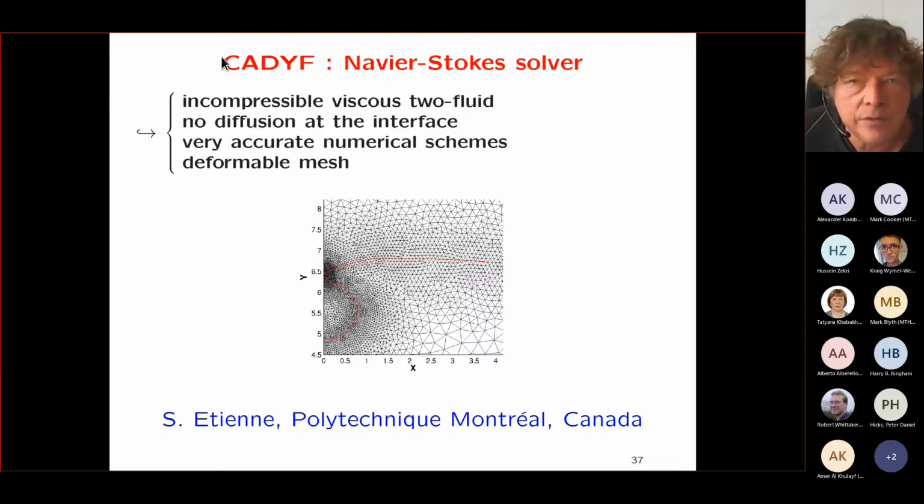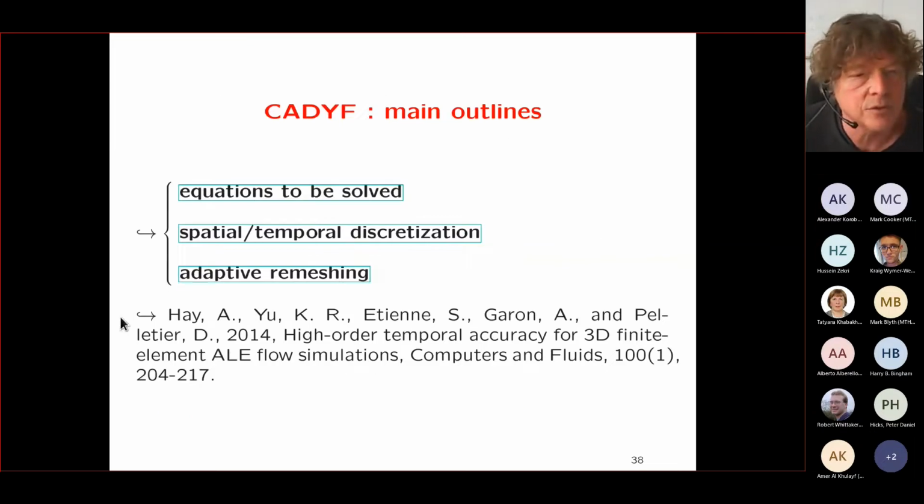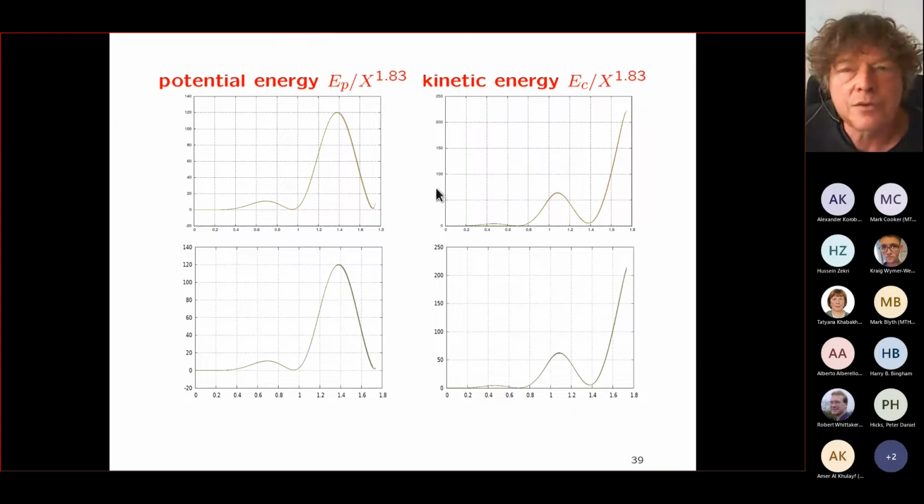This Navier-Stokes solver, CADIF, is developed by Stéphane Etienne, working in Polytechnic Montreal in Canada, and this model solves two fluid equations with a lot of focus in our numerical efforts to capture the interface, which is not fuzzy as in a VOF approach, and with deformable mesh and very accurate numerical scheme. I won't give more details about this code, but you may have information in this paper, which is here. So we have compared actually first the time variation of the energies, potential energy, kinetic energy.